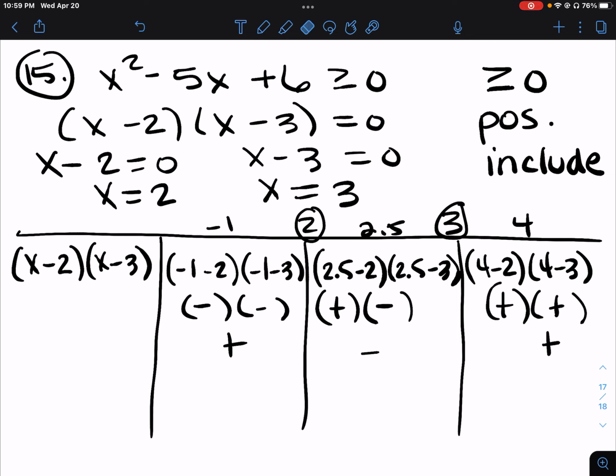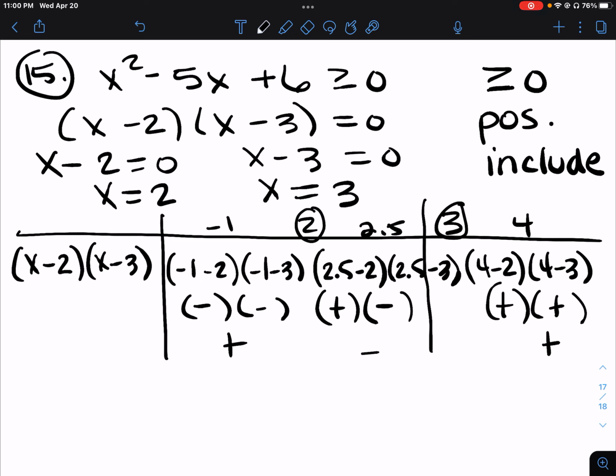So the question asks, where does it come out positive? It comes out positive here and here, which are the things on the left of 2 and the things on the right of 3. Comes out positive here and here.